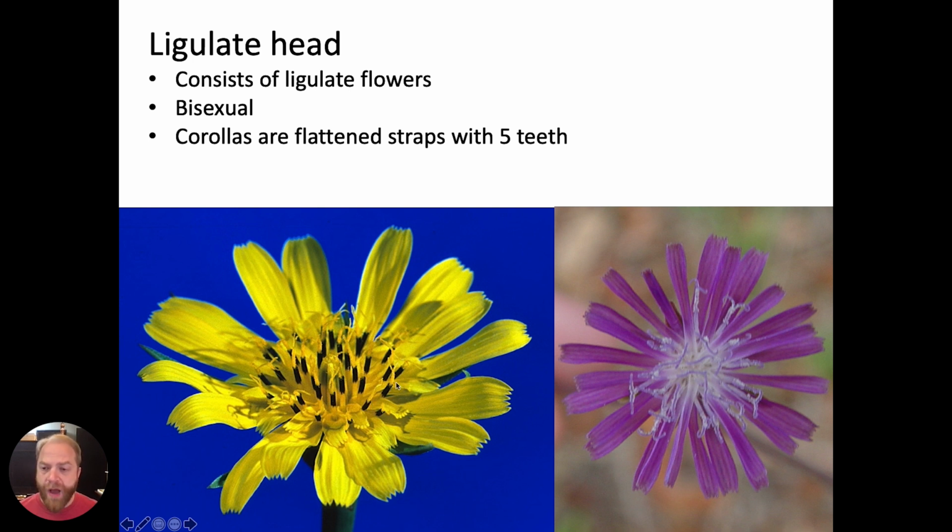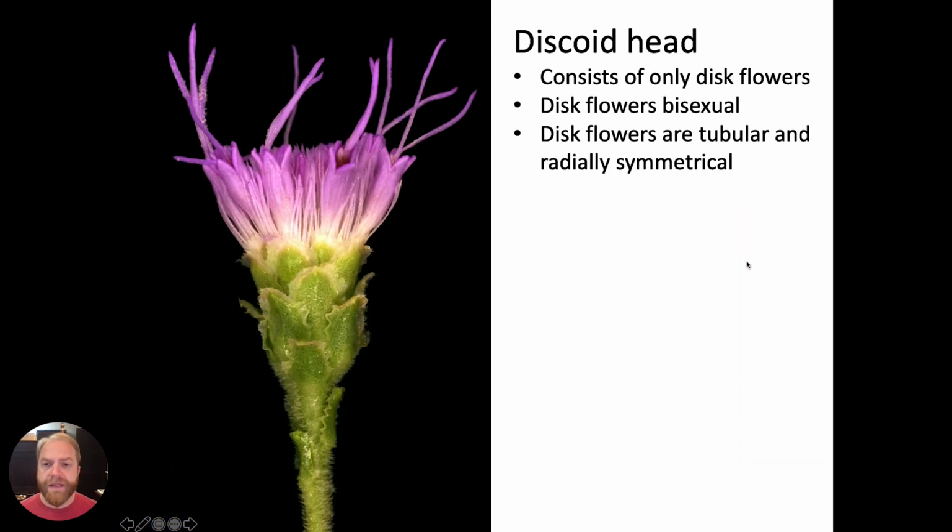But commonly long, strap-shaped, very showy, and having 5 teeth apically in the corolla. Discoid heads, however, all consist of disc flowers. In ligulate heads, all ligule flowers. These discoid flowers are all radially symmetrical. They're tubular.